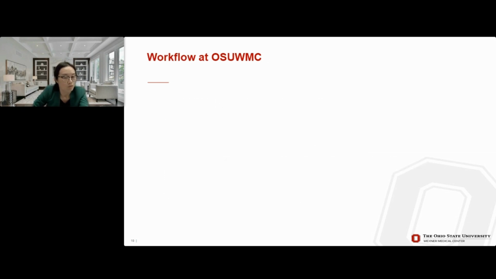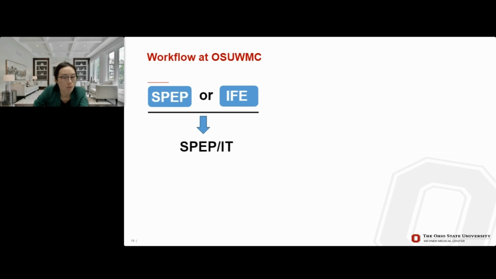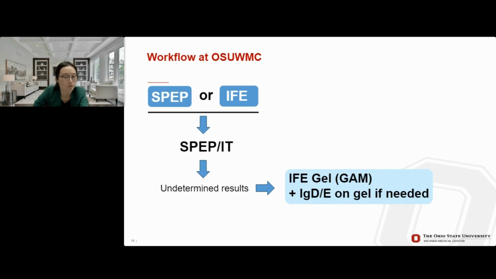This is our workflow for serum protein electrophoresis order. When either SPEP or isotyping order is placed, we run serum samples on capillary electrophoresis. When we have undetermined results, the order is reflexed to gel electrophoresis for the confirmation or identification of IgD or IgE. With this workflow, we have about 5 to 10% serum samples reflexed to gel electrophoresis.